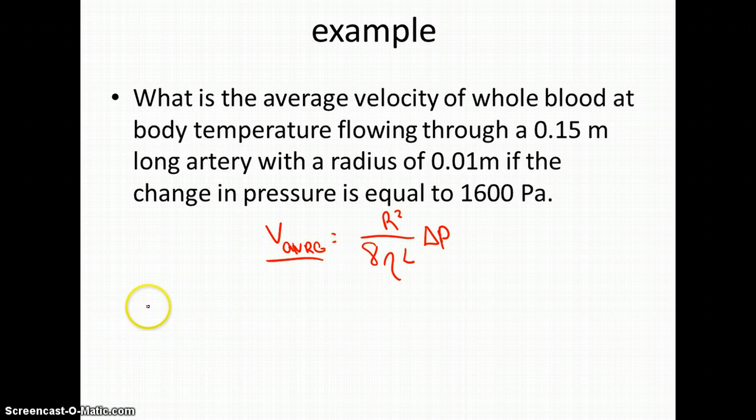We've got the average velocity of the blood. I don't know that. I do know that the radius of that artery is 0.01 meters, squared. I'm going to put that over 8.